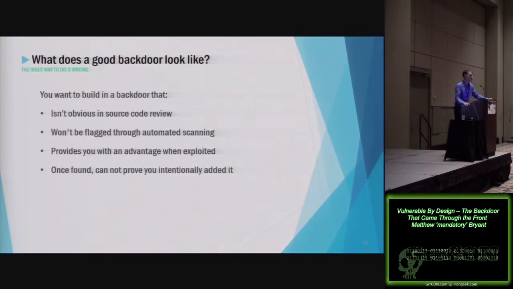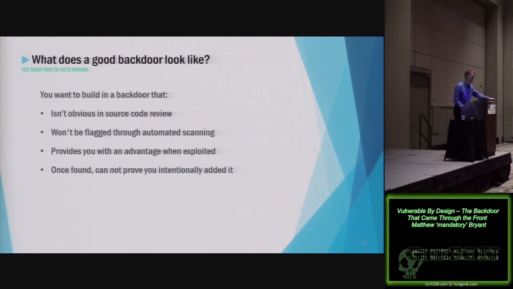One is it isn't obvious in source code review. Obviously, if you have a bunch of really smart people looking through your code, you don't want them to find it. The same goes for automated scanning, and this is a little different from the first example, because you might have an external web vulnerability scanner checking against the code you've written. So if it can find it, it's not exactly a very good backdoor, right?